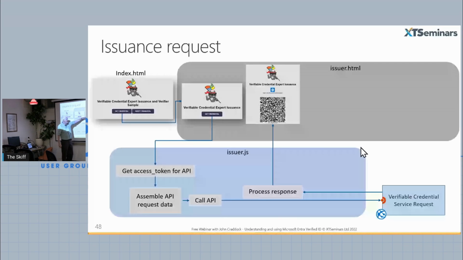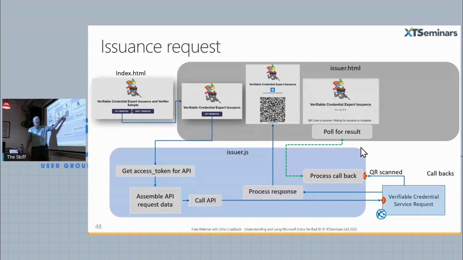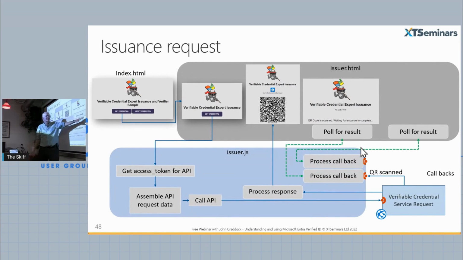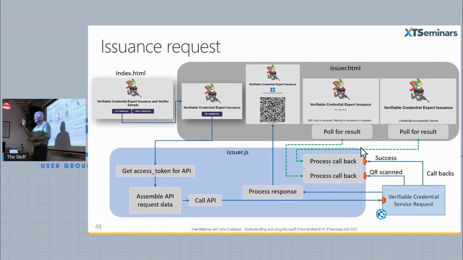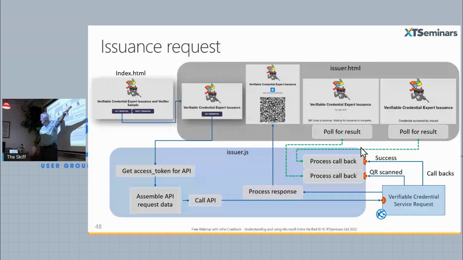The next thing that will happen is you scan this, and then you're going to sit there polling for a result. There's going to be a callback. So when it detects this has been scanned, it tells you, right? How does it know it's been scanned? It's because the authenticator is going to the Azure service and saying, hey, I've scanned this, I need more information. I need to know what to do. And at that point, this can then say, yeah, you've been scanned. And then it's sitting there polling for results, right? And when it successfully issues the credential and the credential is successfully inside the authenticator, it says, yeah, I've got it, in which case it calls back again and we finish the job. Right, and that's basically the issuance flow.